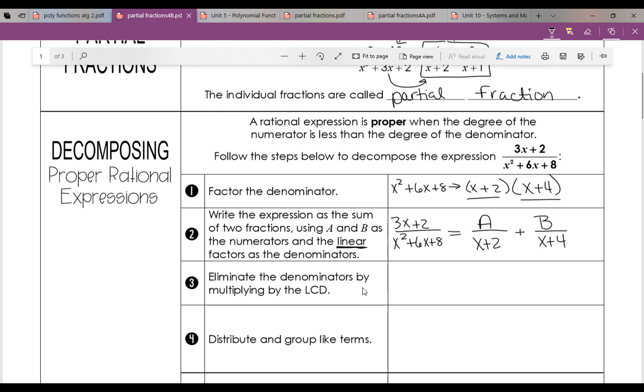Okay, so the third step says to eliminate the denominators by multiplying by the LCD. So the LCD is always going to be the original denominator. Always. Okay, so I'm going to multiply everything in here by x squared plus 6x plus 8. Now, if you don't want to do it in that format, you can actually do it in factored form, x plus 2, x plus 4.